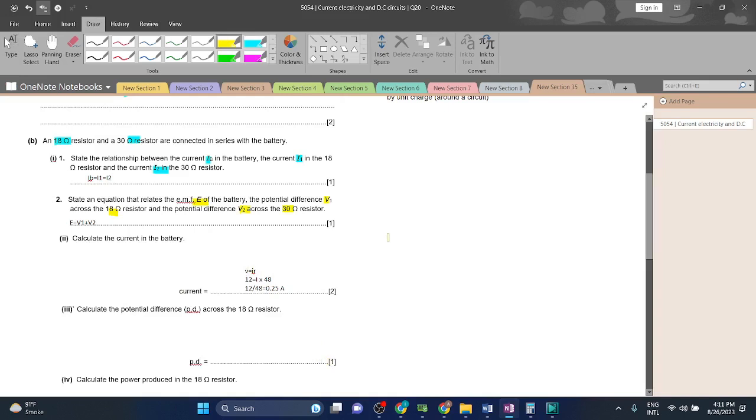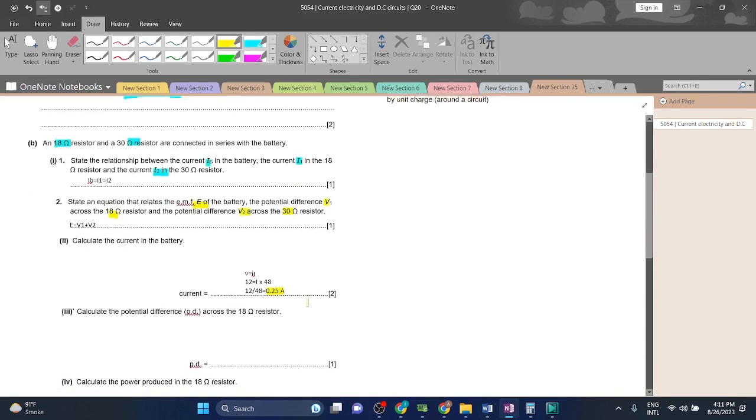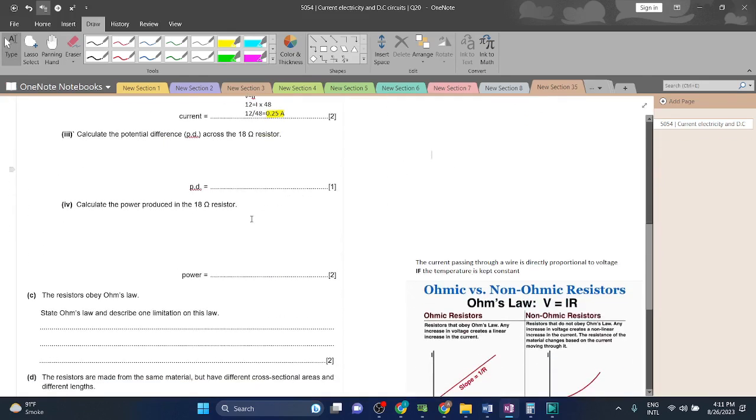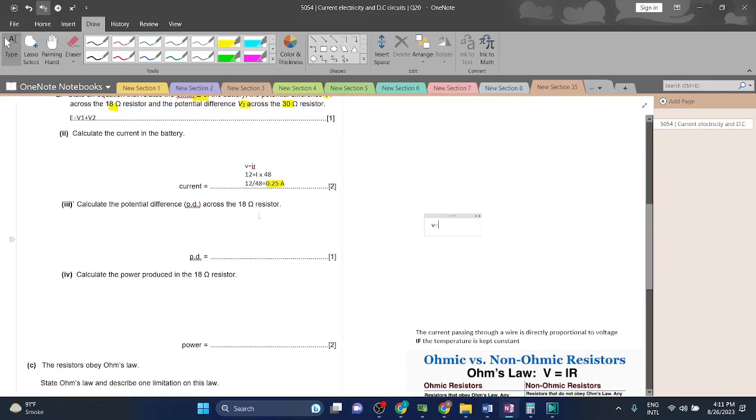But you have to remember one thing, that the current stays constant throughout the whole circuit in series. So you don't have to worry about the current being different. It is always the same in the series circuit. Okay? The only varying factor is the resistance. Resistance will change from resistor to resistor. So we will apply V equals IR again. V is what we have to find, I is 0.25 and R is 18. So let's do that.